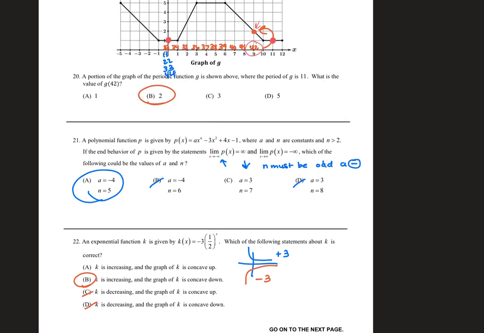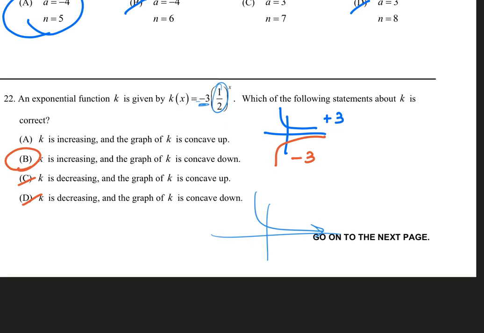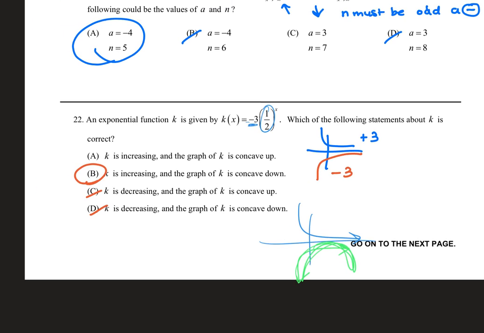21 and 22, good on those? 22 says an exponential function is given by negative 3. So think about what we just talked about. 1/2 means decay, so it's falling as you move to the right, but the negative 3 flips it. So now it looks like this, and that function is increasing. And because it's on that N shape, it's concave down. I have to draw those out, and I would say to do the same.